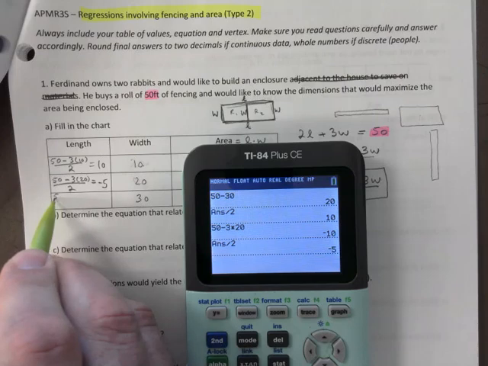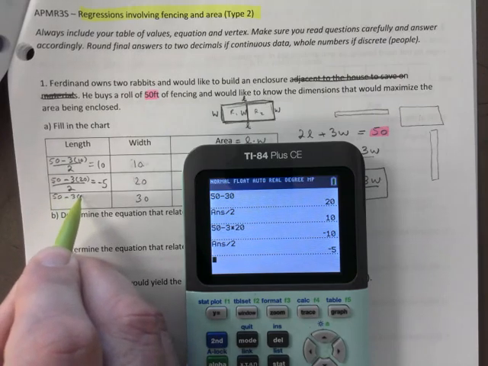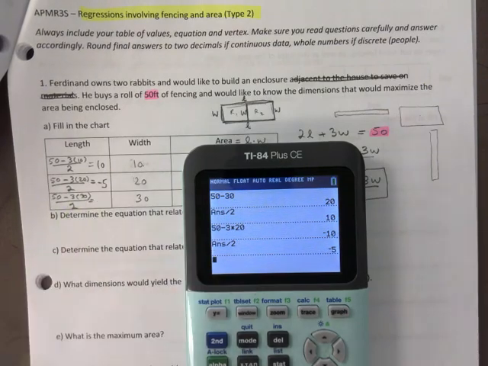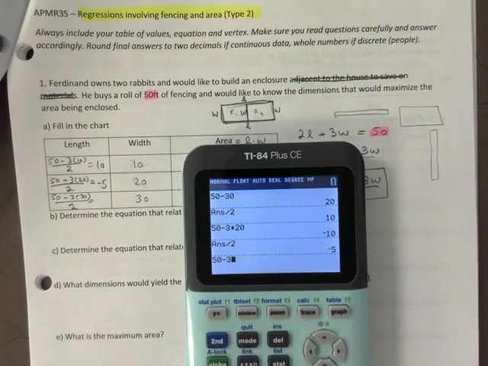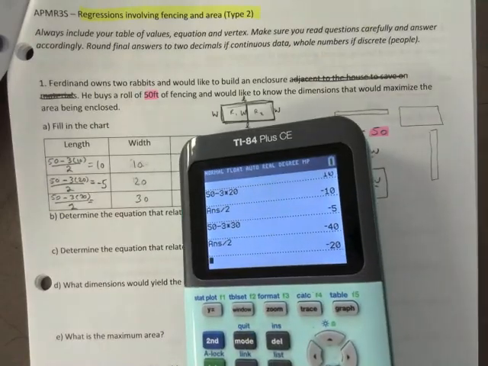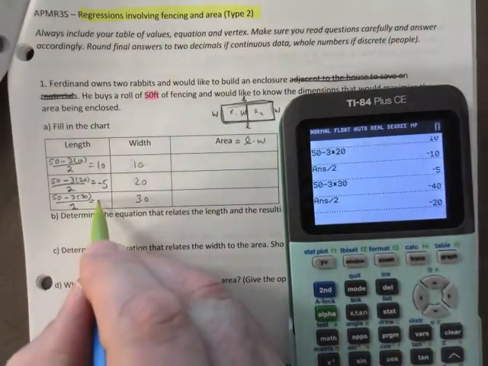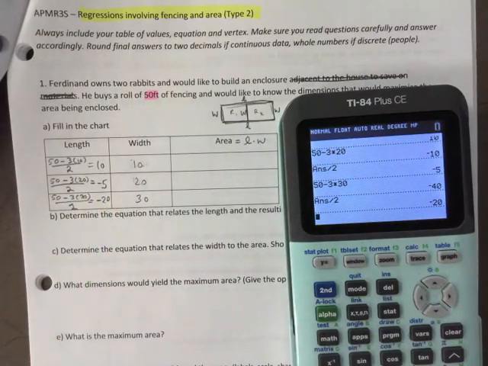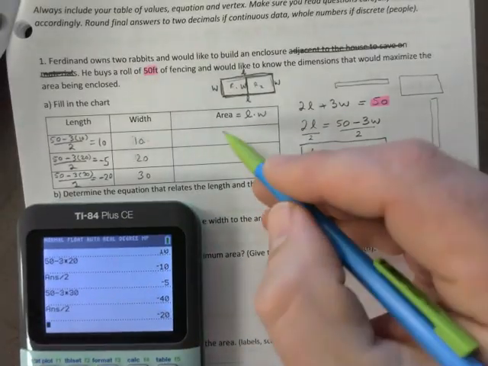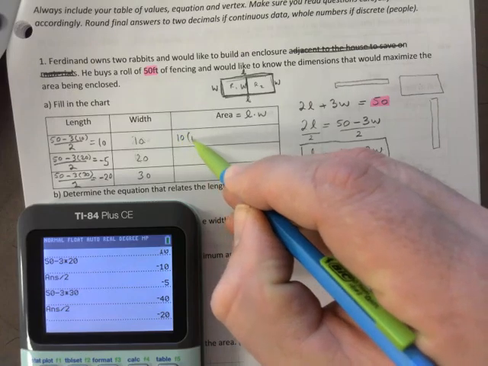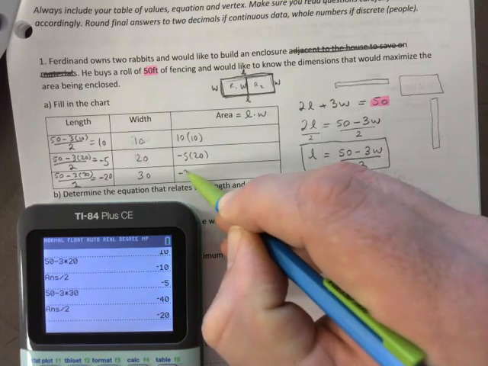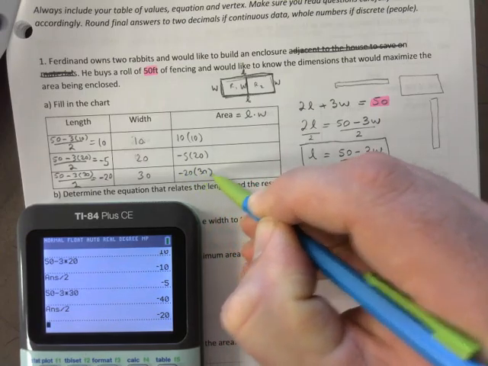And then the last one is 50 minus 3 times 30 divided by 2. That's negative 20. I would not suggest you should go with negatives, but it still works. And area is going to be 10 times 10. Then it's going to be negative 5 times 20. Then it's going to be negative 20 times 30.